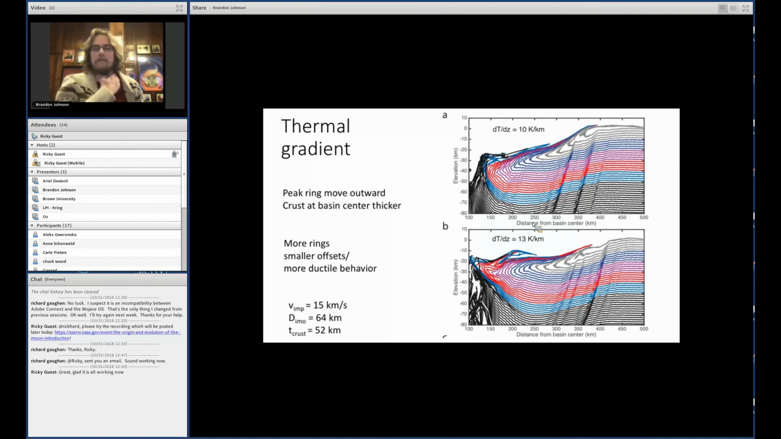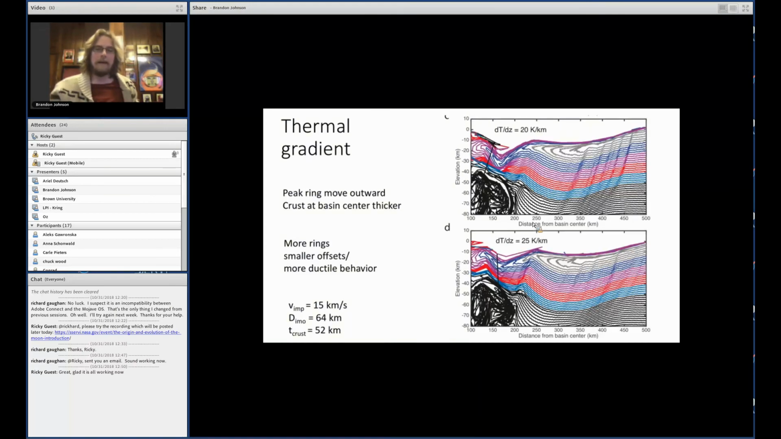Okay, so finally, what I'm showing here is some results from a paper that was just accepted like a week ago, so you get a sneak peek. This is showing the effect of the thermal gradient of the Moon before impact. With the 10 Kelvin per kilometer thermal gradient, you do get two rings, but they don't really look like what we expect for multiring basins. And there's not really anything that looks like a peak ring.